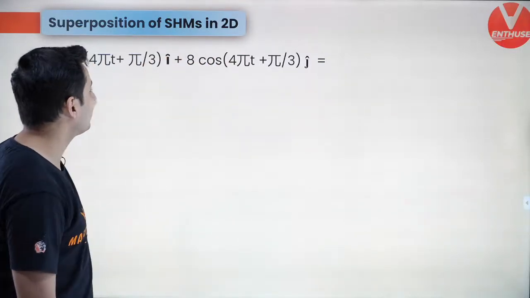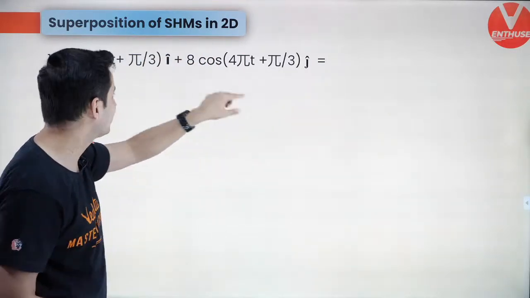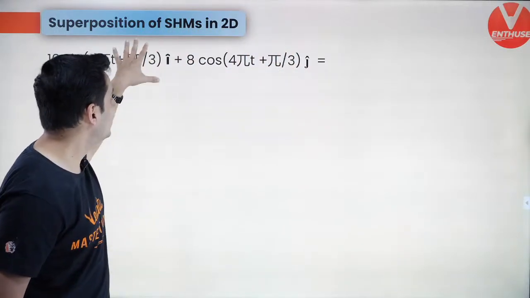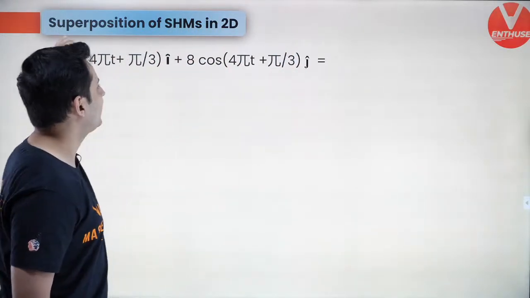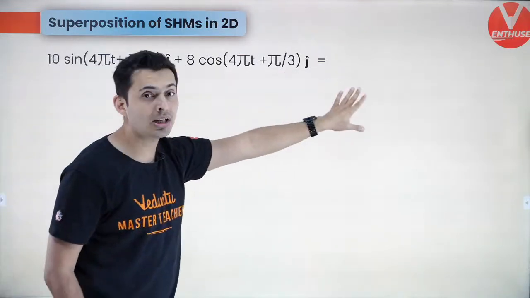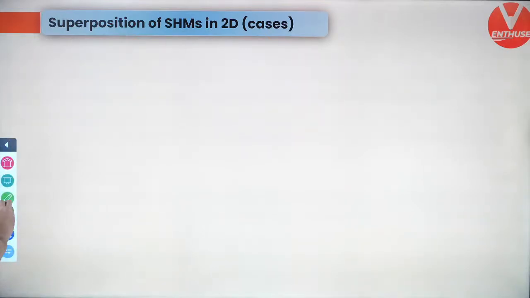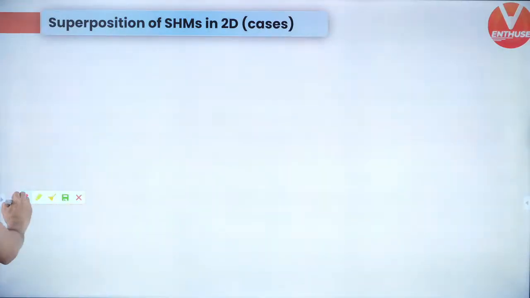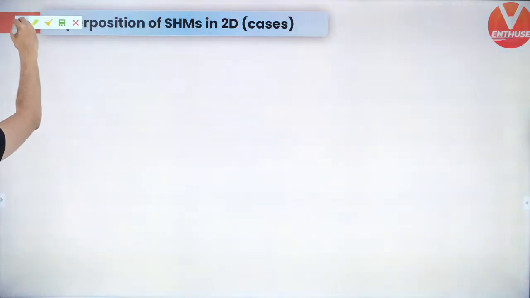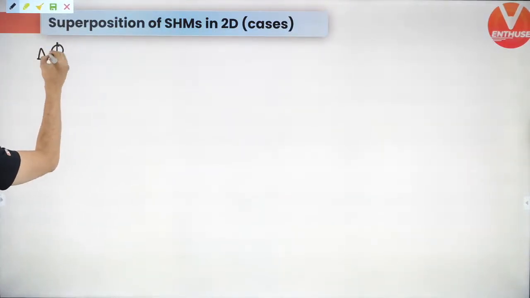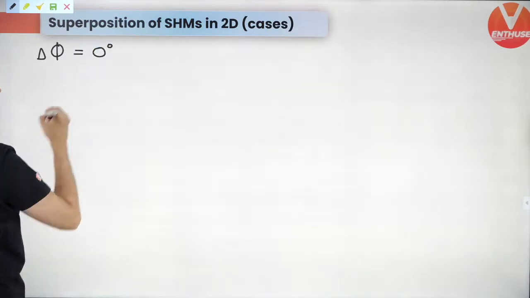The reason why you can't convert it into one term is because this is i cap and this is j cap. i does not affect j, j does not affect i. But the resultant motion can be perceived, and you have only simple cases in this. Let's see what those simple cases are, guys. Come on, pay attention. Let's say the phase difference between them is 0 degrees.